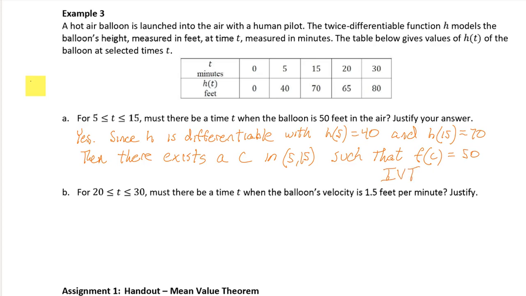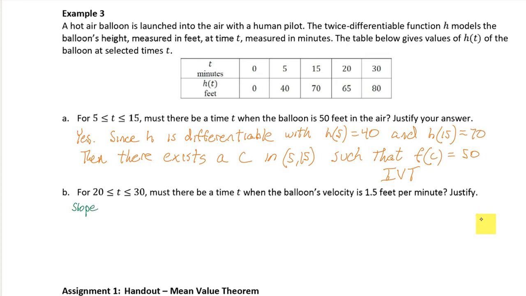The second part says, for 20 to 30, so now we're up in this interval here, 20 to 30, must there be a time t when the balloon's velocity is 1.5 feet per minute? Remember, velocity is the slope of position. This was basically a position function, h of t. Well, in order to know that, I need to look at the endpoints of this interval, and I need to look at the slope over the interval. So I'm going to look at the slope.